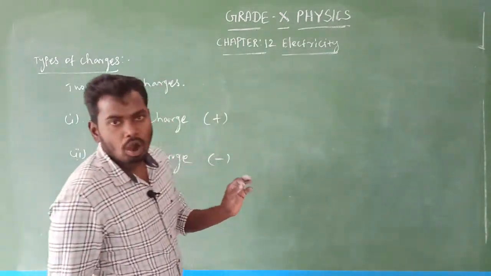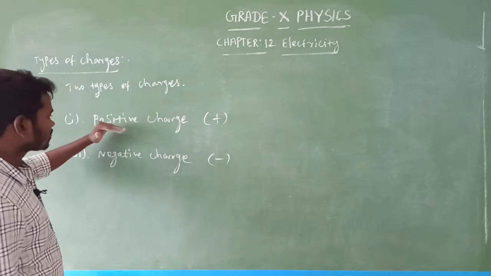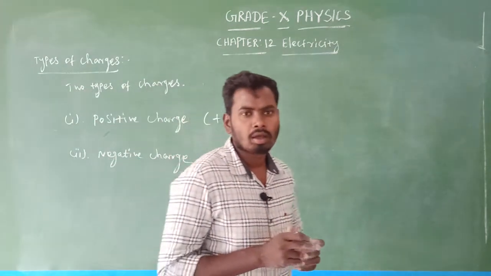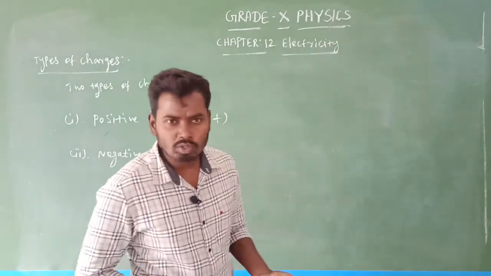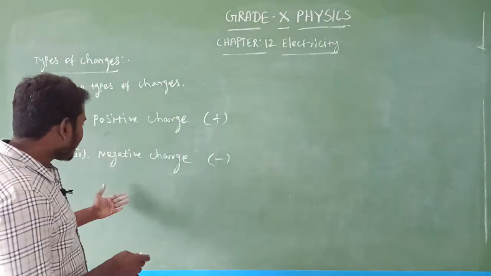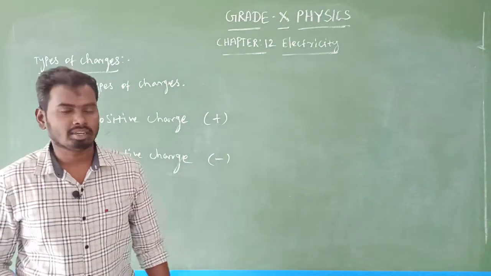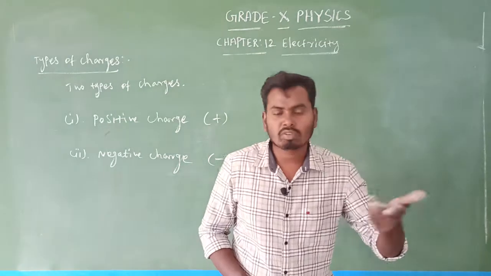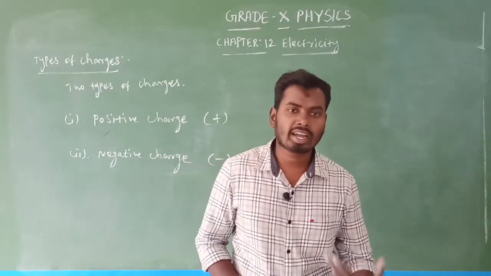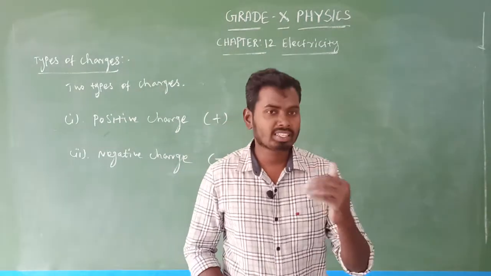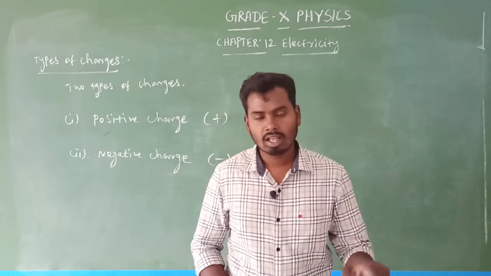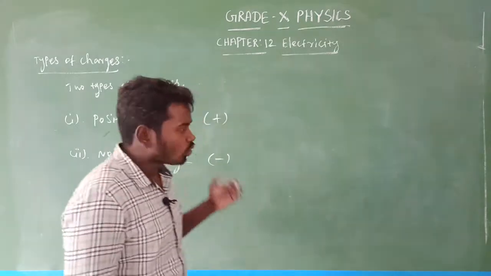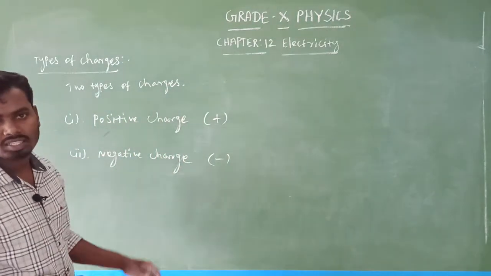So namely we have two types of charges. First one positive charge and second one negative charge. What is positive charge, sir? Proton. Proton is a positive charge particle. Next, negative charge, that is electron. The positive charge symbol is denoted by plus and negative charge by minus. Is that clear? Yes.